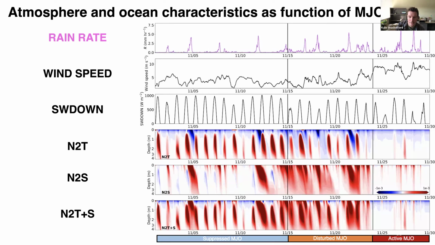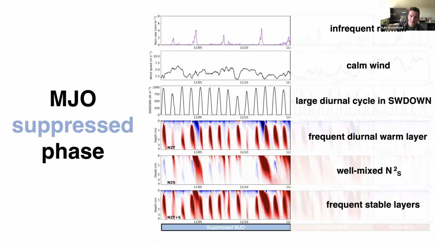And I'm just going to quickly step through what characteristics are of each of the individual MJO phases that we're going to be talking about. So during the MJO suppressed phase, you tend to see infrequent rainfall. You see relatively calm winds across a smaller domain, typically below 5 meters per second. You see a large diurnal cycle in downwelling shortwave radiation. Subsequently, in the temperature component of the buoyancy frequency, you see regular stabilization occurring, which is indicated by these red regions where you have a positive N squared.